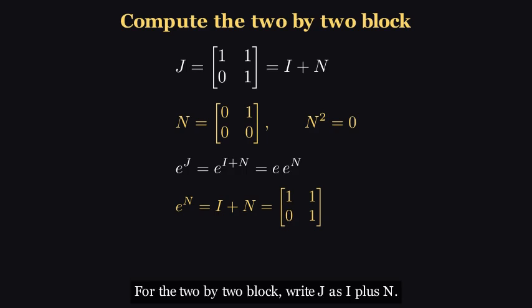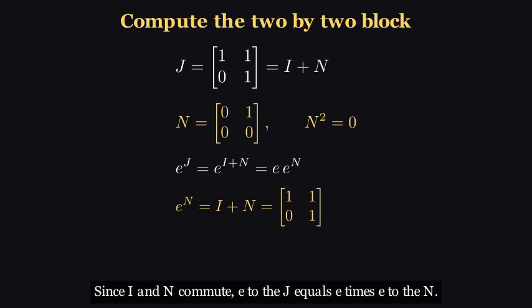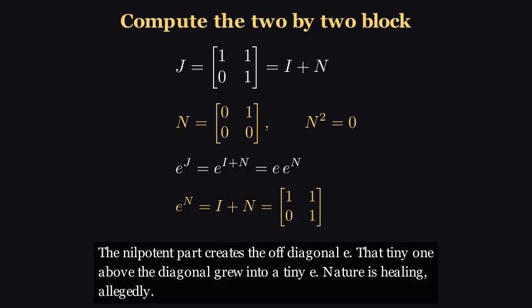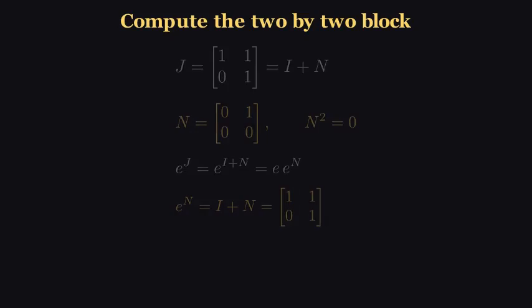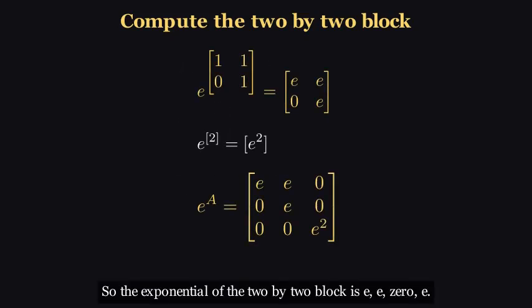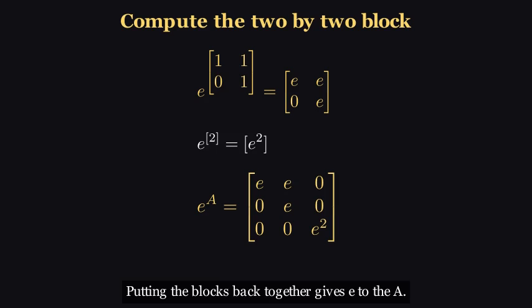For the 2x2 block, write J as I plus N. Here N squared is 0, so e to the N is just I plus N. Since I and N commute, e to the J equals e times e to the N. The nilpotent part creates the off-diagonal e. That tiny one above the diagonal grew into a tiny e. Nature is healing. Allegedly. So the exponential of the 2x2 block is e, e, 0, e. The scalar block 2 simply becomes e squared. Putting the blocks back together gives e to the A.